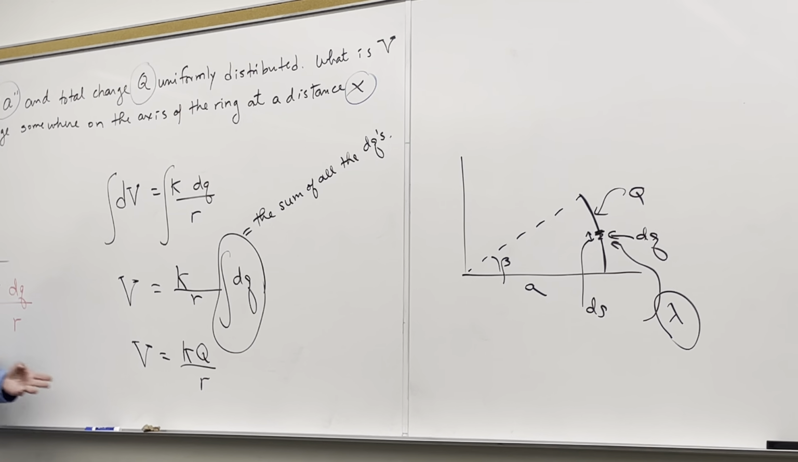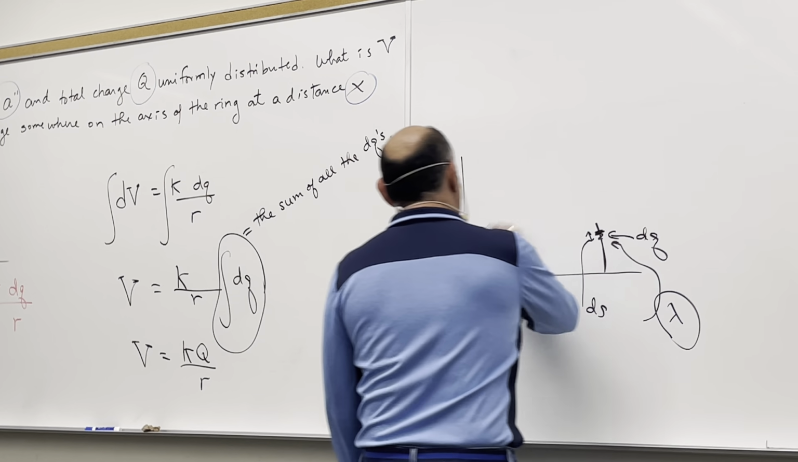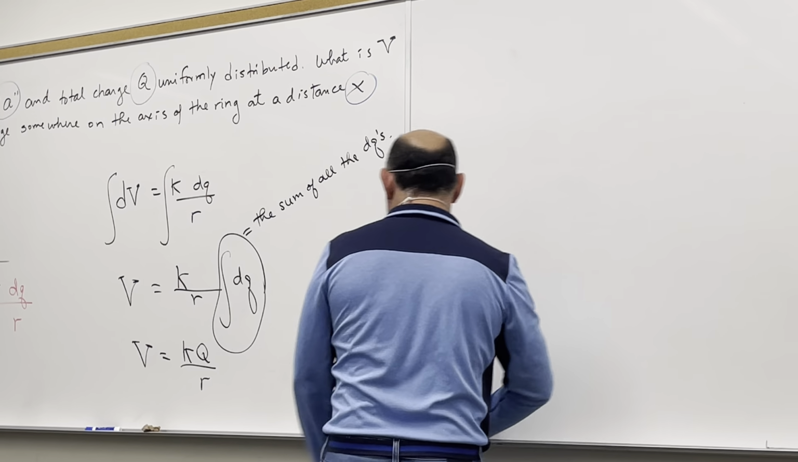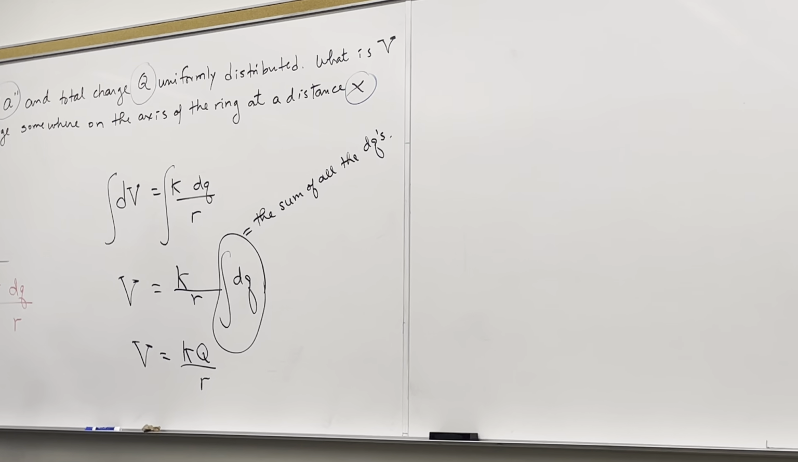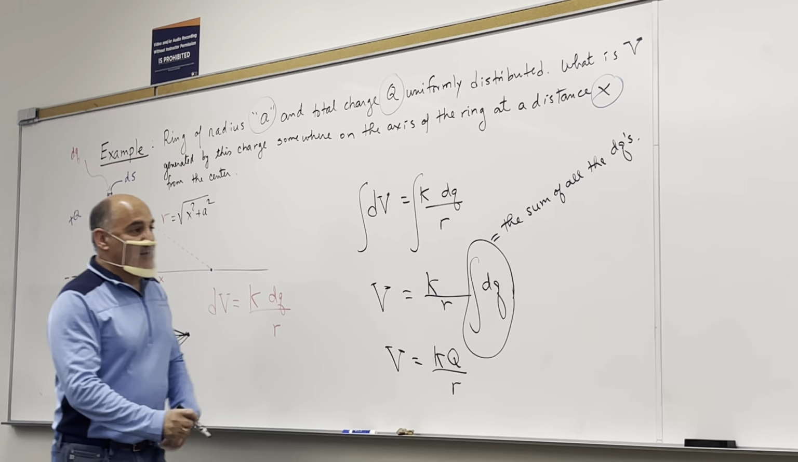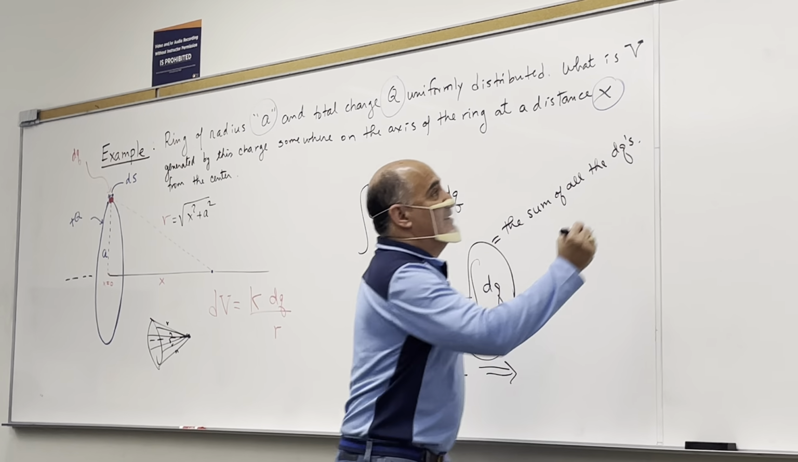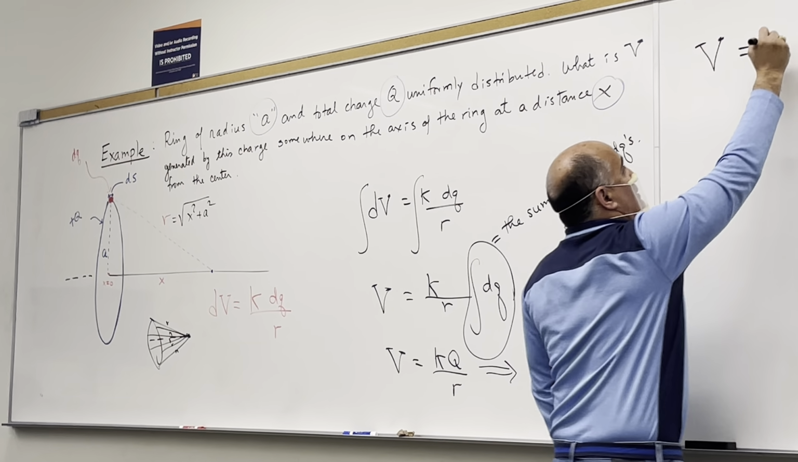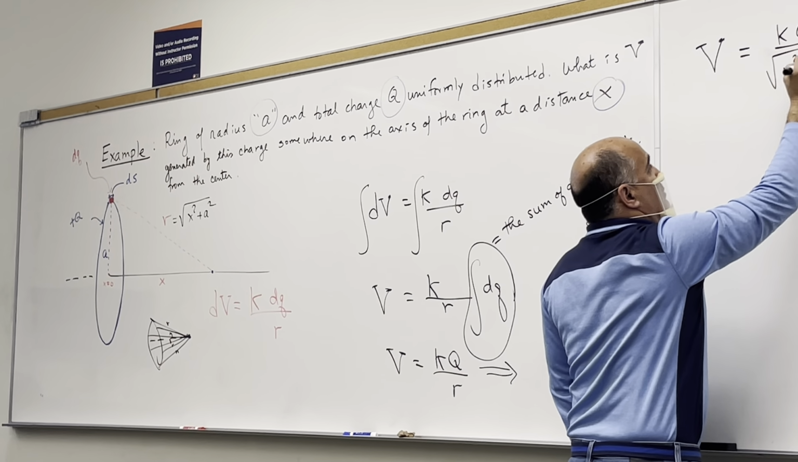So this is a correct expression, right? It's KQ over R. I'm showing what R is, but R was not given. So I should not report this as the answer. What should I do? Get rid of R. So what is R? Yeah, so this R is that, right? So the answer to this problem is that the electric potential, I'll write it over here, at that point is Coulomb's constant times Q divided by the square root of x squared plus a squared.